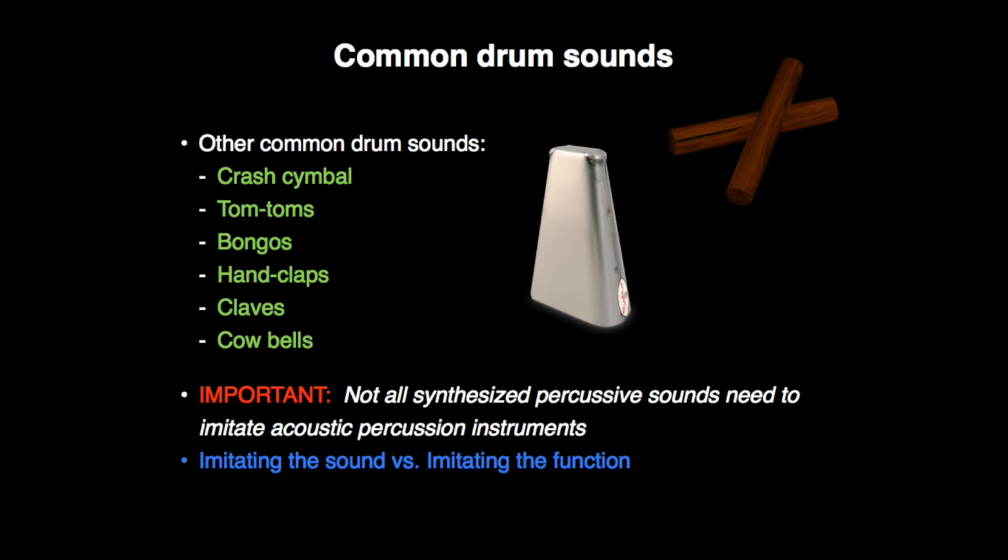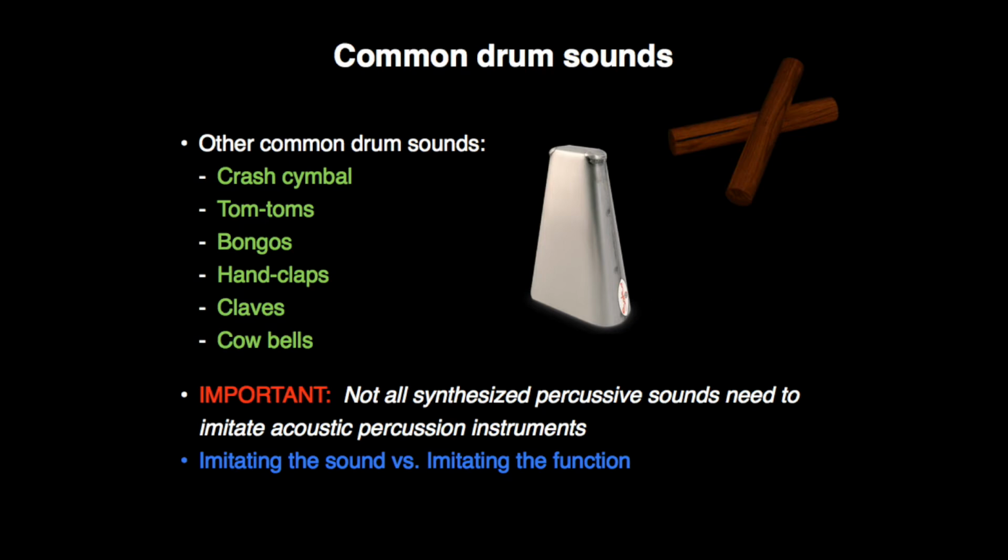Bongos, I'm sure you guys are familiar with. Hand claps, which is not really a drum, but is a sound that's often used on drum machines. Claves, which are a pair of sticks used in Latin percussion setups, which you see on the slide there. You just bang those sticks together. And then cowbells, which are also pictured on the slide, which produce these inharmonic and very short bell-like sounds.